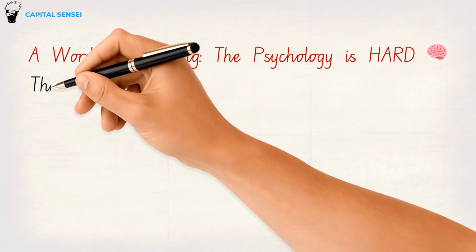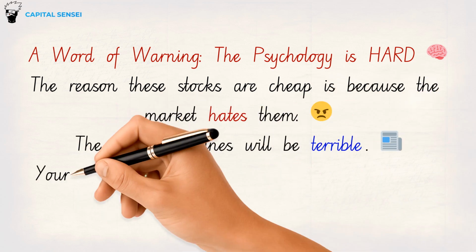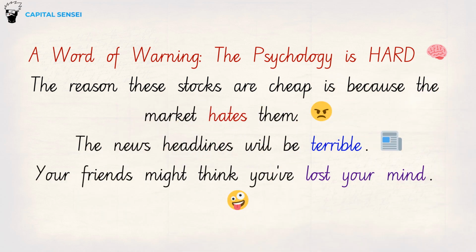This all sounds quite simple in theory, but I need to be honest with you. Executing this strategy in the real world is incredibly difficult from a psychological standpoint. The reason these stocks are so cheap is because the market hates them. There's a cloud of pessimism hanging over them. When you buy these companies, the news headlines will be terrible.